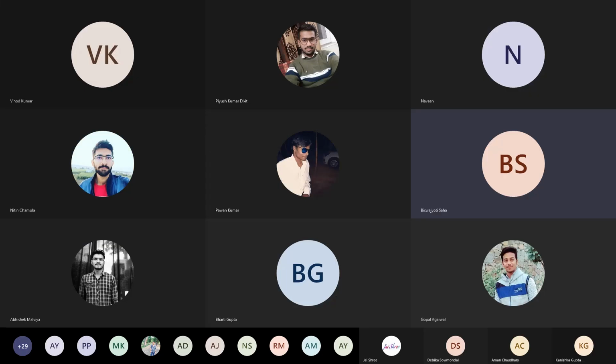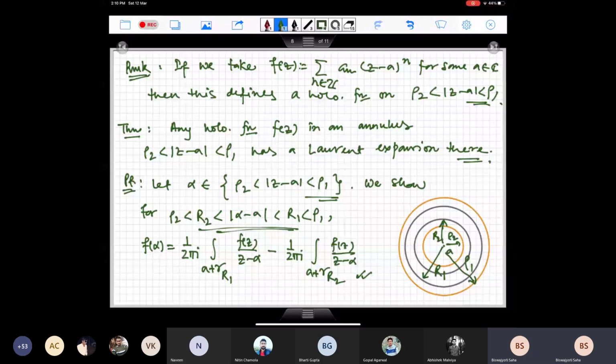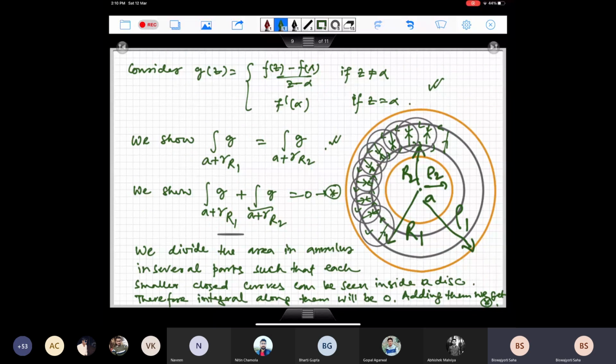Essentially, to write down the Laurent expansion, I said I would first like to get an analog of the Cauchy integral formula. So this was the formula which I wanted to establish. And for that, what did we see? We took exactly the same function as in the proof of the Cauchy integral formula.